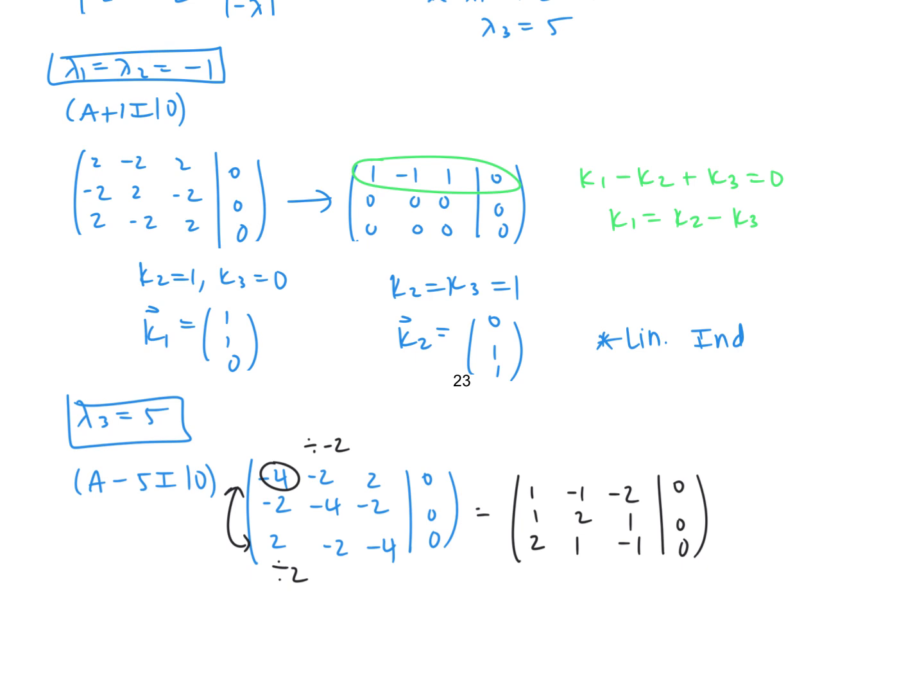Okay, so what I'm going to do next is take this first row, multiply by -1, and add it to the second row so that I can get a 0 here. If I take that first row and multiply it by -2 and add it to the third row, I'm going to get a 0 there.